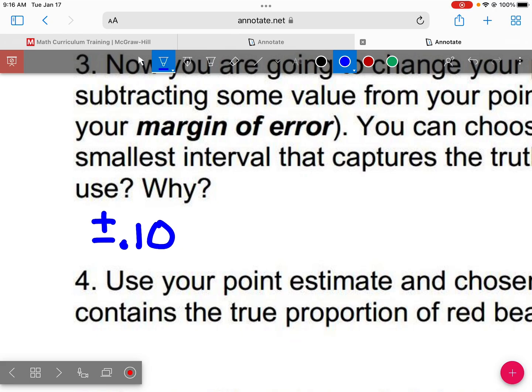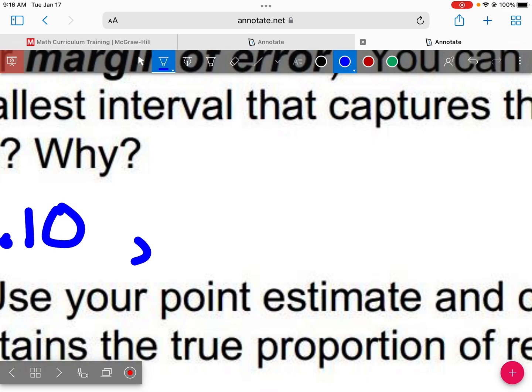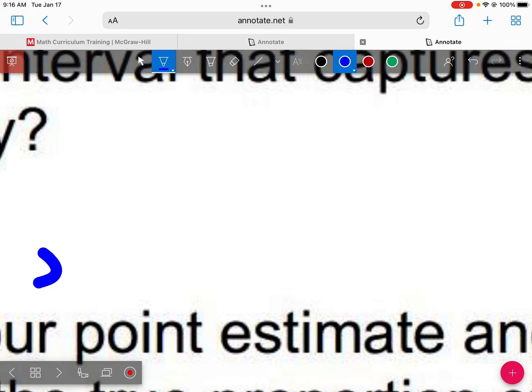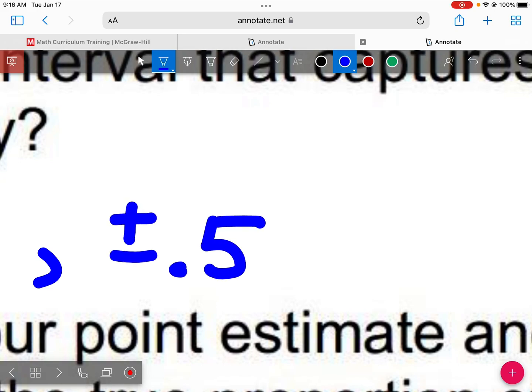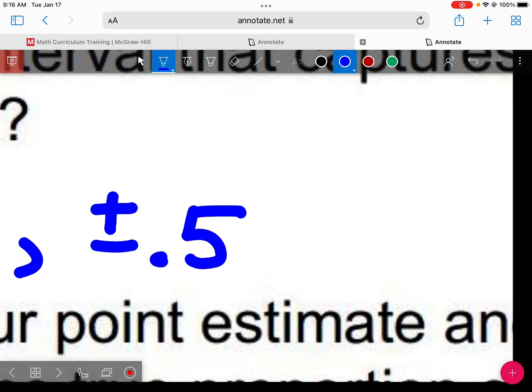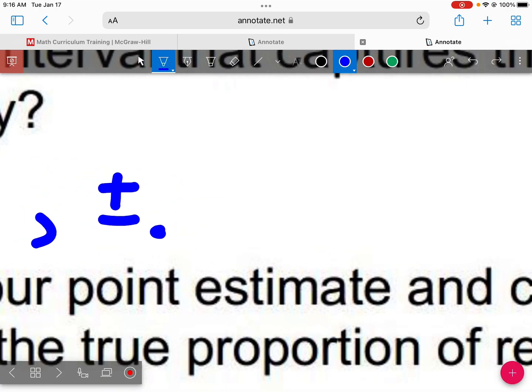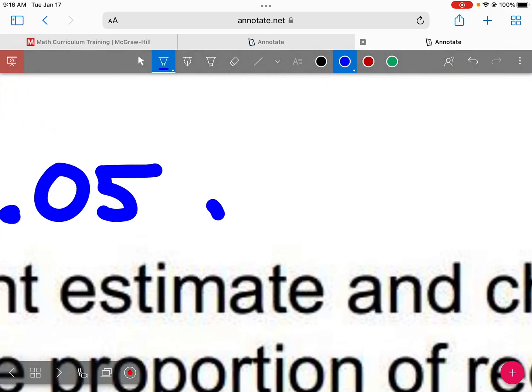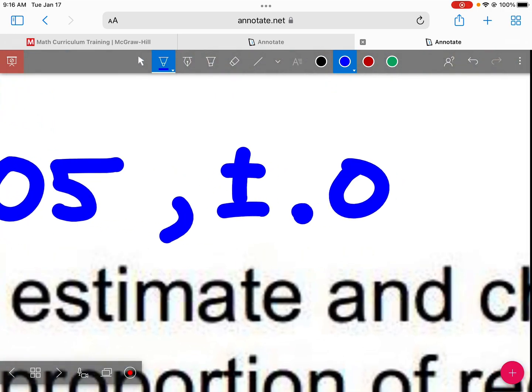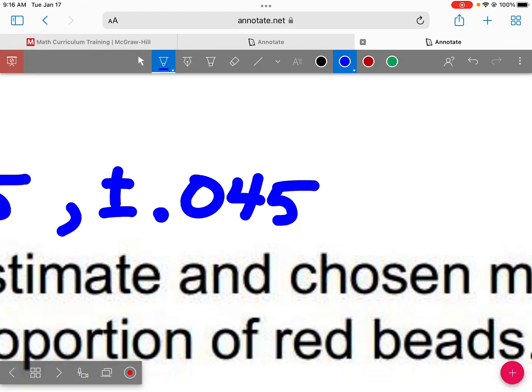What did you guys go with for your margin of error? Same thing? Did you guys go with 10% or something different? 0.05. Keeping an eye on that extra credit there because we want the smallest interval that captures the true percentage. What did you guys go with? 0.05. Or sorry, I wrote 0.5 up there. I meant to write 0.05. So 0.05. What did you guys go with? 0.045. Even tighter margin. What did you guys do?